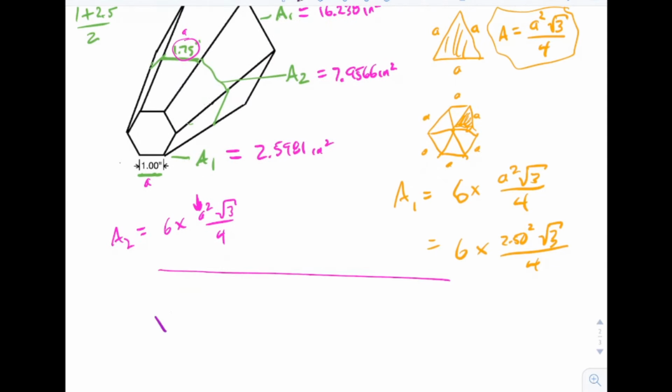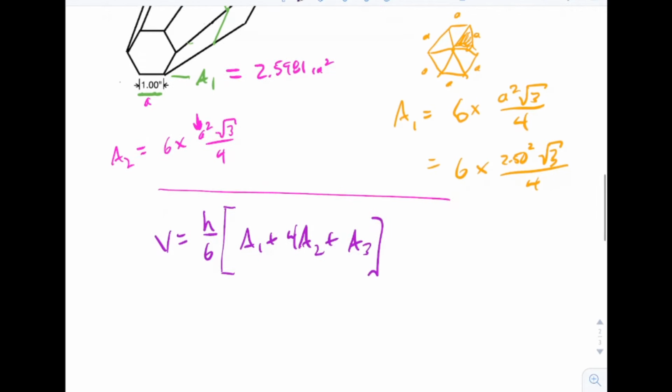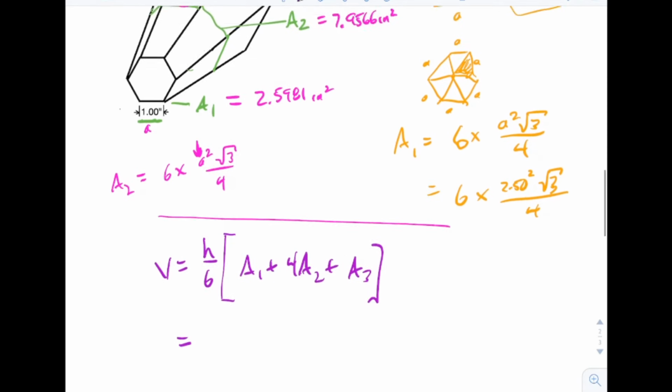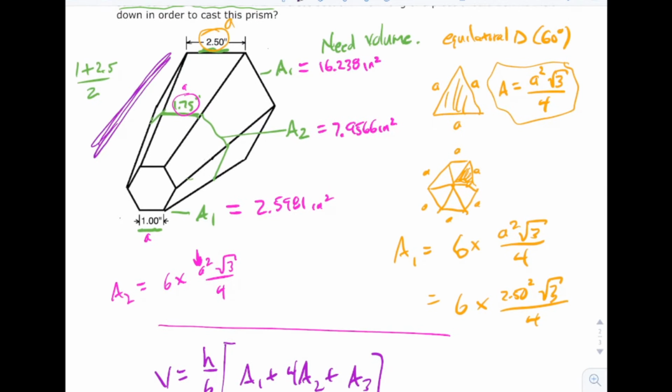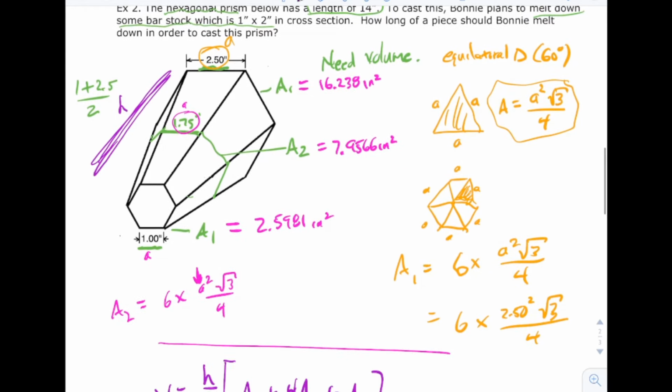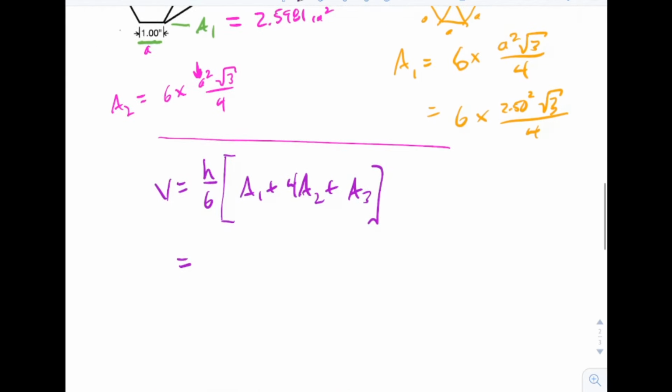So the volume of this thing is, remember the Simpson's rule for volumes, which is also called the prismoidal rule. Take the height over 6, multiply it by area 1, 4 times area 2, area 3, add it up together. So what this looks like, the height would be basically the same as the length, which is, they told us it's 14 inches. So coming back down here, I got 14 inches over 6.